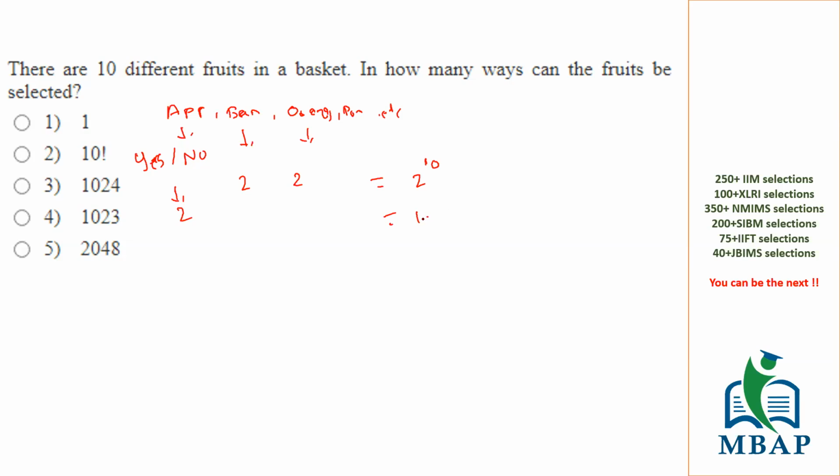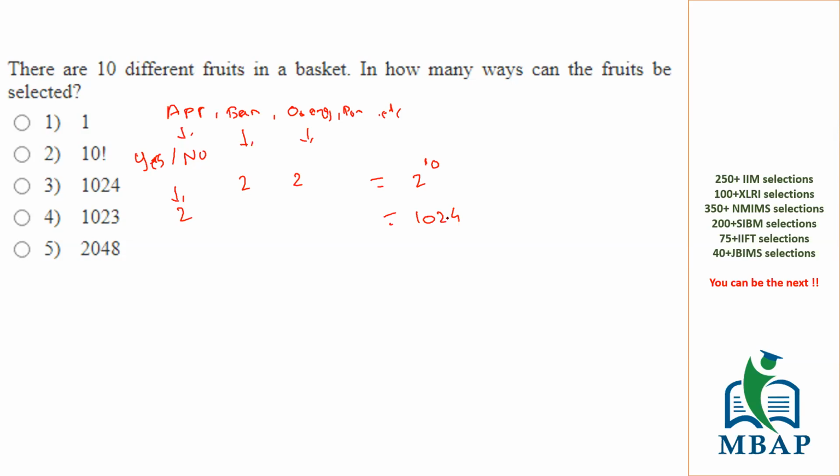And I guess that is 1024. For each and every fruit in the basket, you have two options: either you pick it up or you don't pick it up. So just imagine yourself. In how many ways can the fruits be selected? There are 1024 ways. Because just imagine there are 10 fruits and you have to take them out.